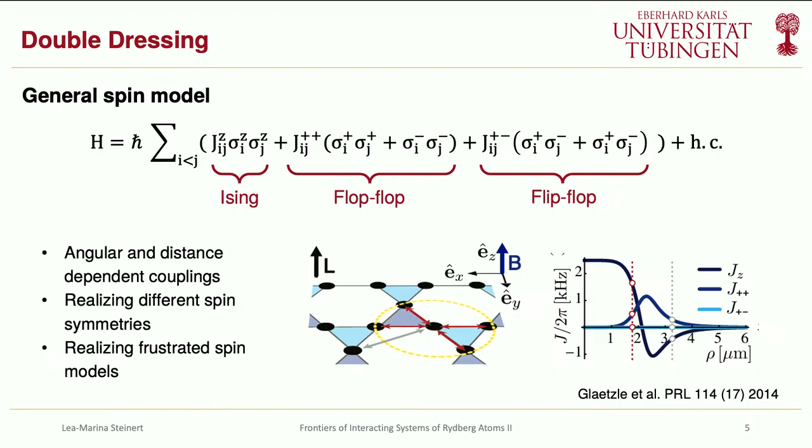And he actually showed that for various distances, he was able to generate different interaction ratios, coupling ratios. So he proposed to realize different kinds of spin geometries and motivated this to realize frustrated spin systems. All right, so the question is now, how are we implementing this kind of Hamiltonian in our experimental setup, right?